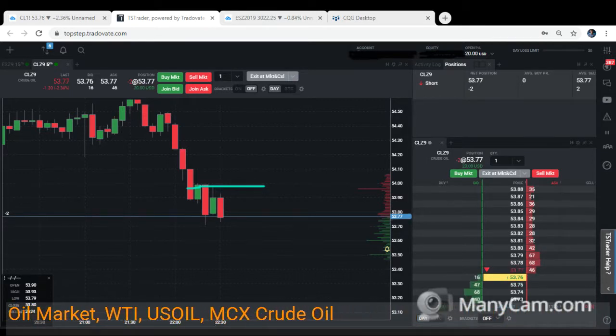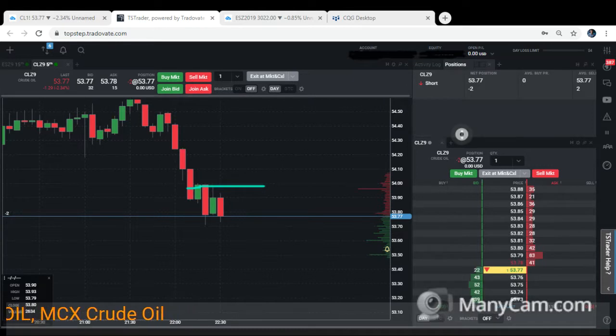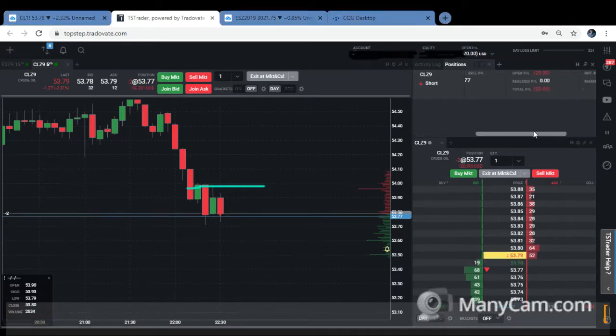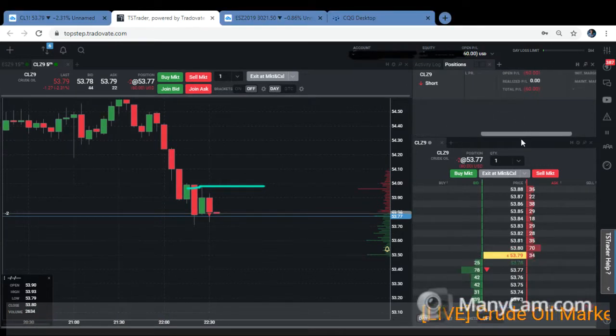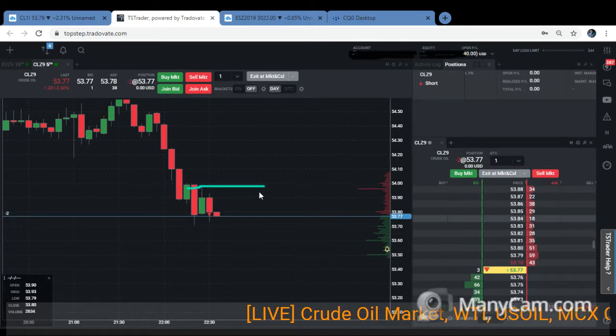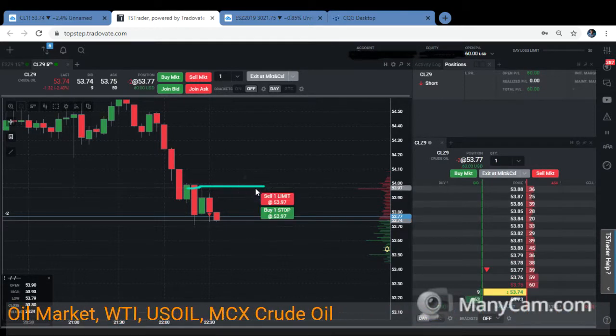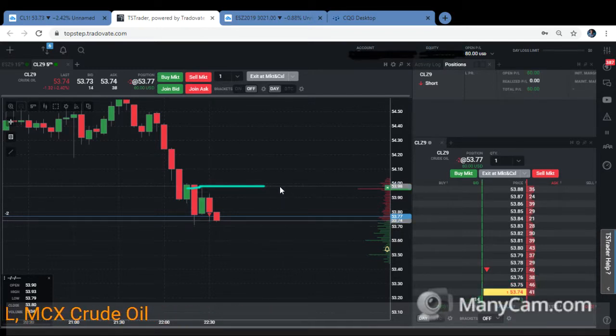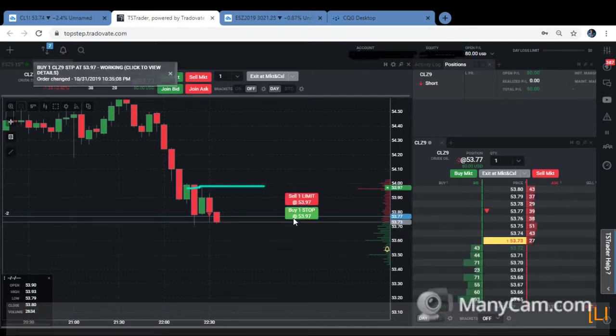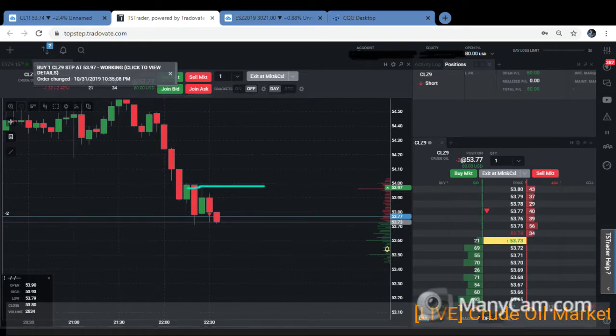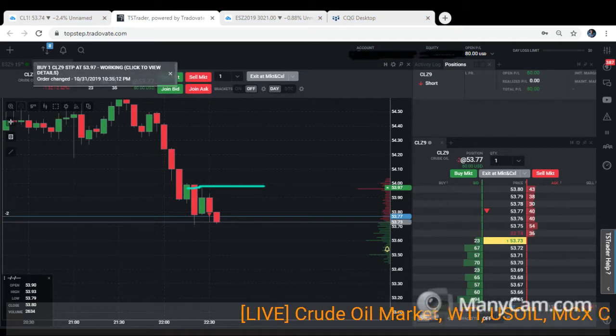Okay, still on the move. This is a US session scalping. So let's put a stop loss first, should be around 53.97. The market is on the move, it was a good one.